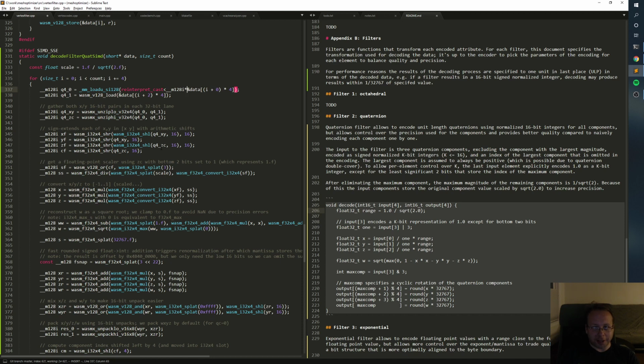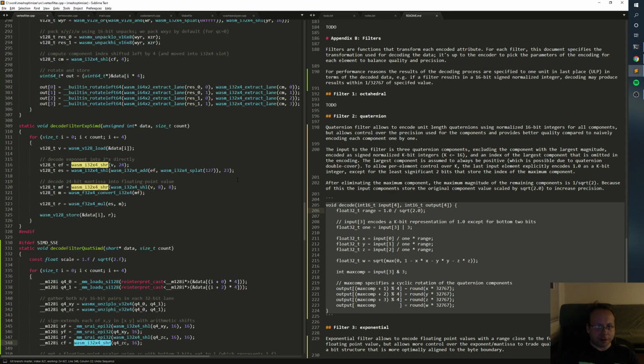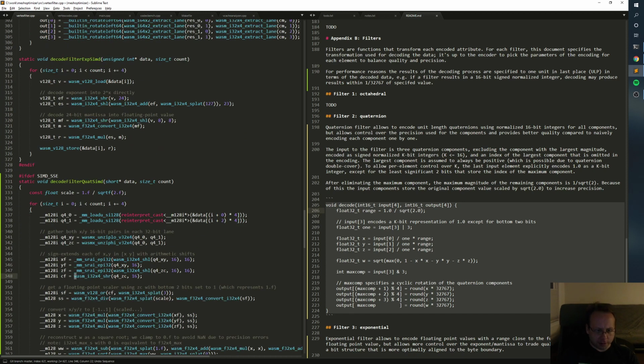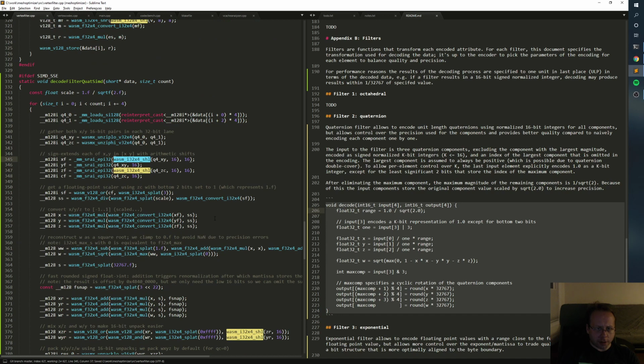I hate this thing. These load intrinsics are just... It's not too bad, it's just frustrating to work with this stuff. Anyway. So shift right arithmetic immediate. Oops. And then this guy is shift left logical immediate.